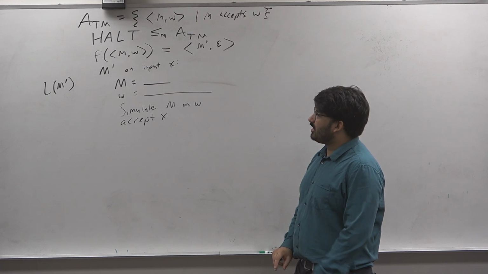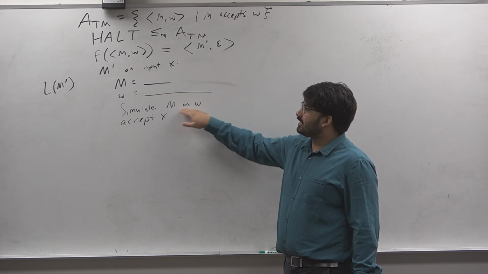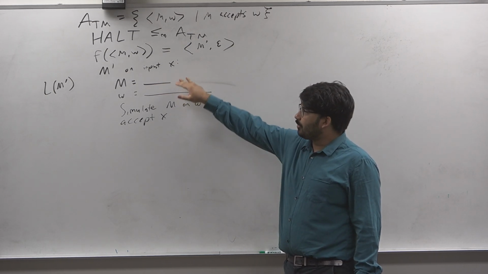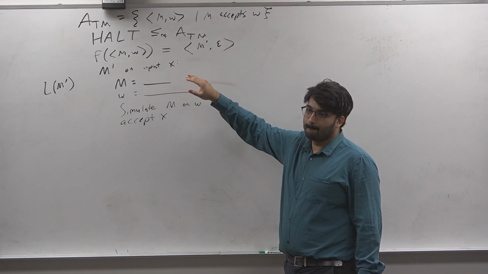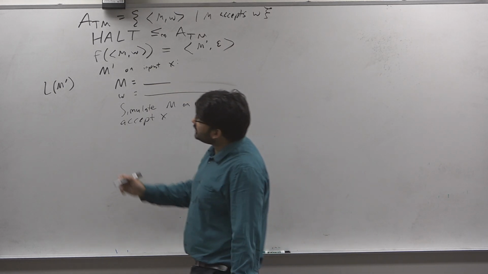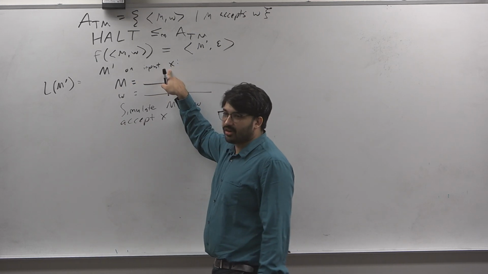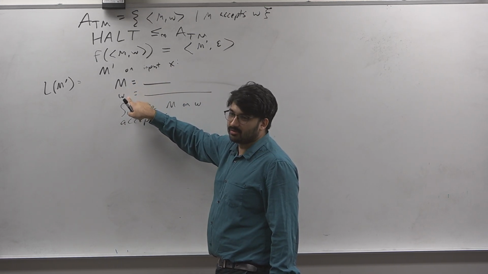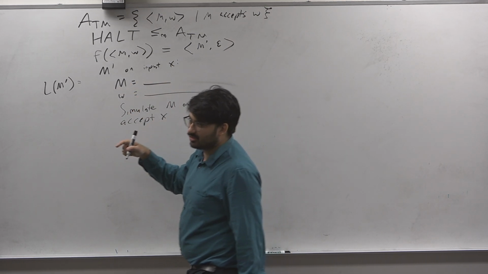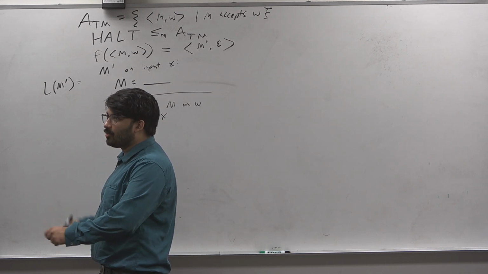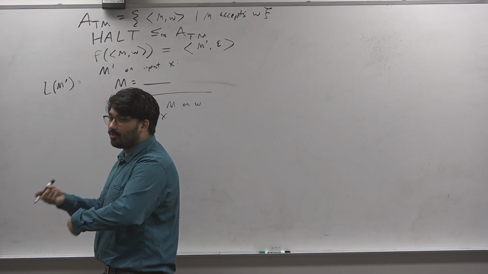So consider the two cases. Suppose M gets stuck in a loop on W. What do we know about the behavior of M prime? It'll also get stuck in a loop. And if it gets stuck in a loop, notice that no matter if the input changes for X, it does not change for this M and W. So it gets stuck in a loop on all inputs, M prime. If M gets stuck in a loop on one input, M prime gets stuck in a loop on all inputs.